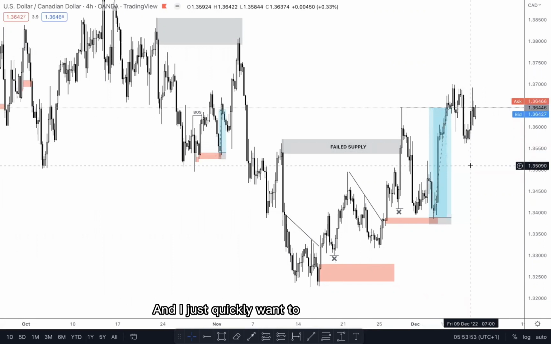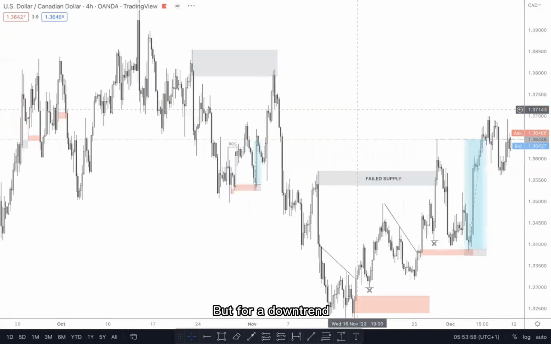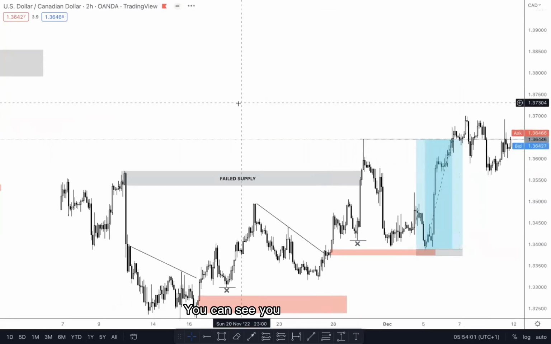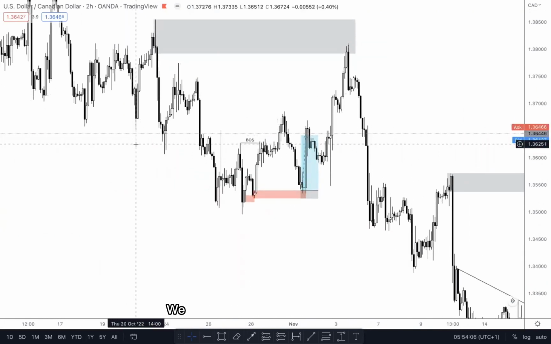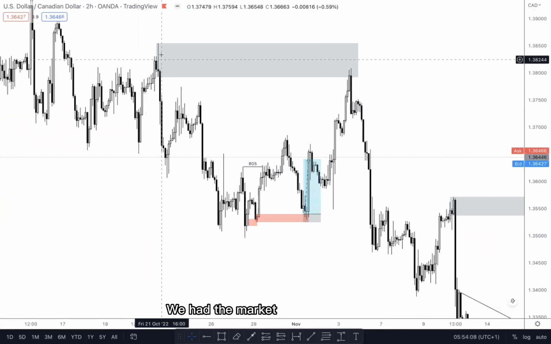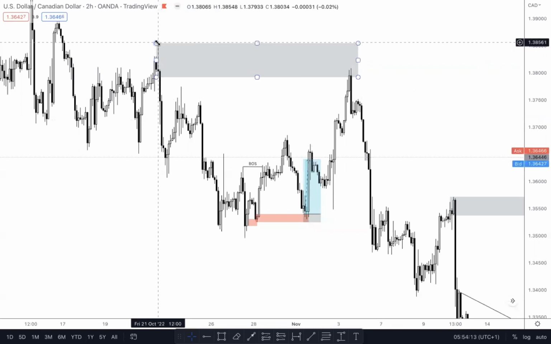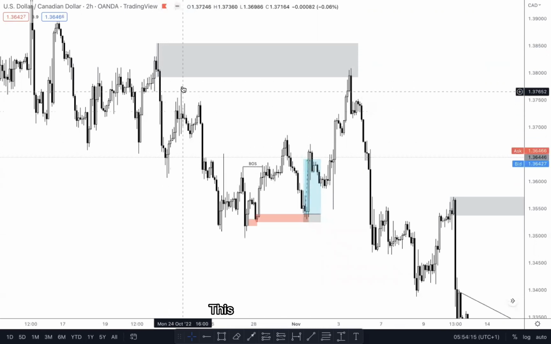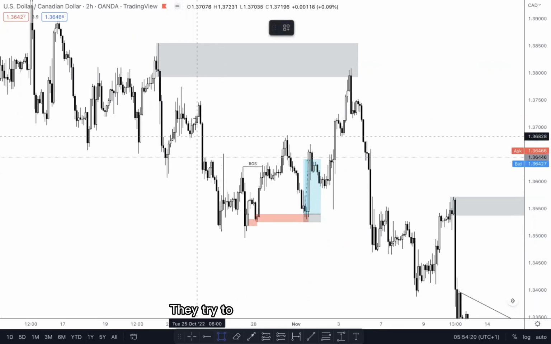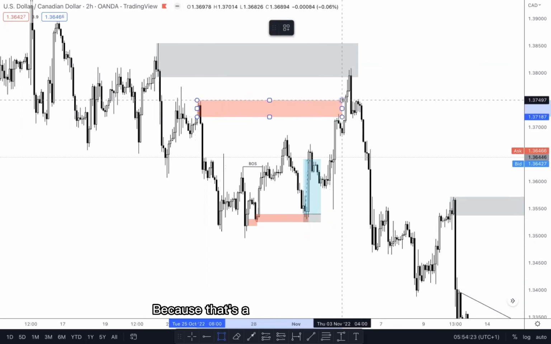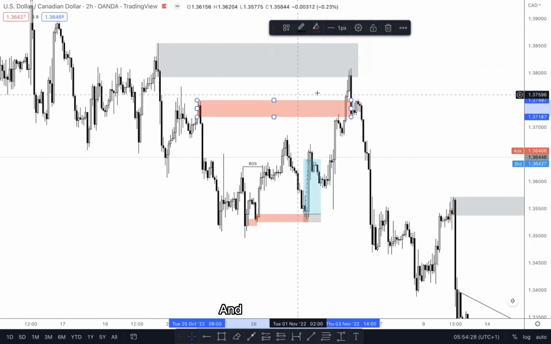And I just quickly want to show you guys what I was explaining here. Again, we have another example for a downtrend. If we just go back quickly, you can see again we had the market making a series of lower lows and lower highs. A lot of people will be like, this is the lower low, this is the lower high, and this is the lower low. And maybe when the market is making a pullback, they try to sell from this level here because that's a clean buy to sell candle. They probably try to sell from there and get taken out.